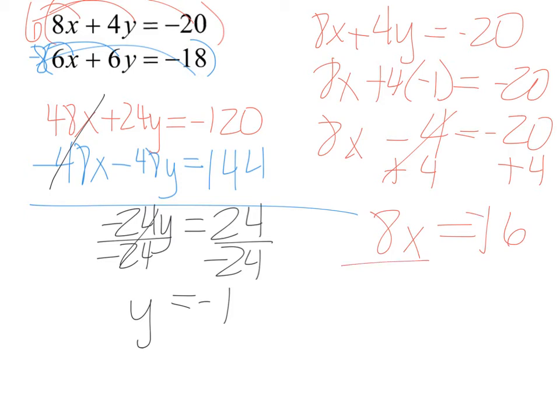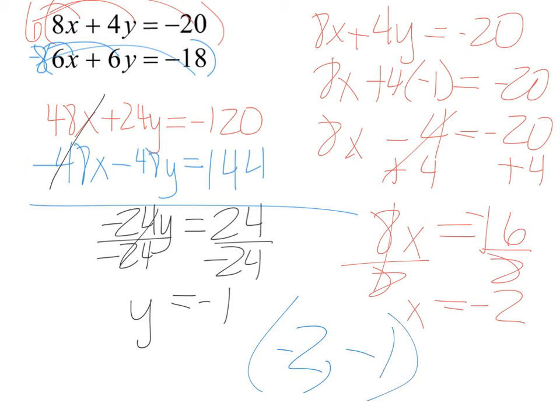And I get negative 16. And then dividing by 8, I end up with x is equal to negative 2. And then finally, remember, we write this as an ordered pair. So x, my negative 2, comma, negative 1.